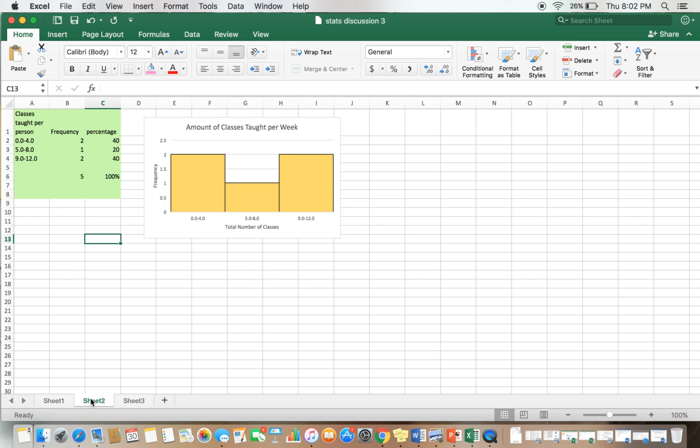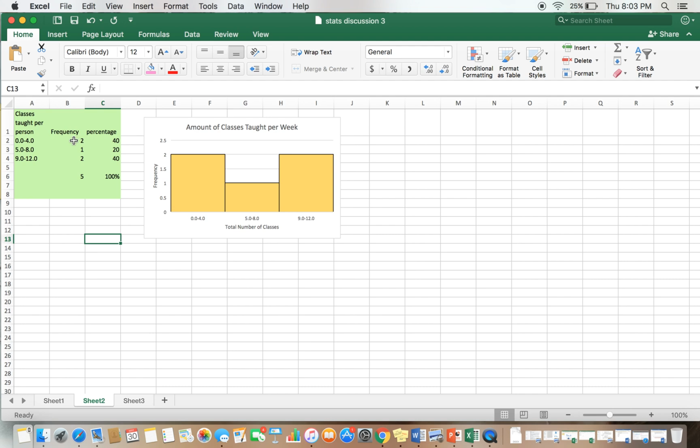Then I come over here, and the first thing I did was I made a frequency table, and I decided that my histogram was going to be a visual image describing the amount of classes that each person could teach in a week, since the numbers were varied on a broad scale. So the first thing I did was make bins. I made bins of 4, so 0 through 4, 5 to 8, and 9 to 12. So they each pick off where each left off, and then I turned that bin size into a frequency.